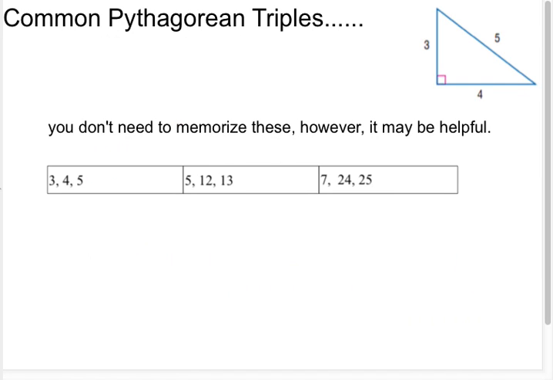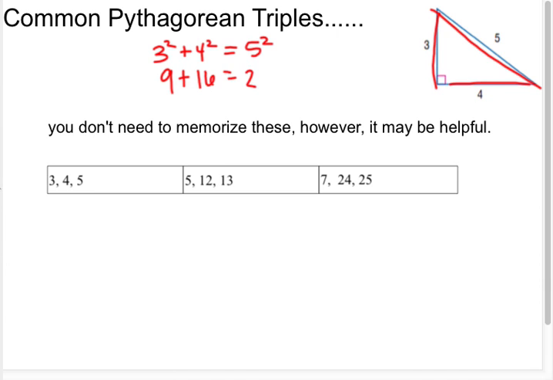Common Pythagorean triples, okay? You don't need to memorize these, however, it might be helpful. So what a Pythagorean triple is: if I plug it into the Pythagorean theorem, so for this example of this triangle here, I would have 3 squared plus 4 squared. Does that equal 5 squared? Okay, well, this is 9 plus 16. 25 is equal to 25. So essentially it's just saying that they are perfect numbers.